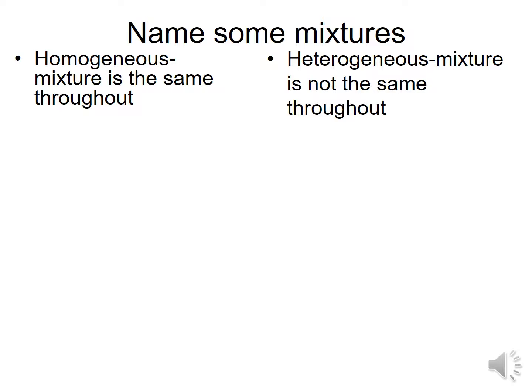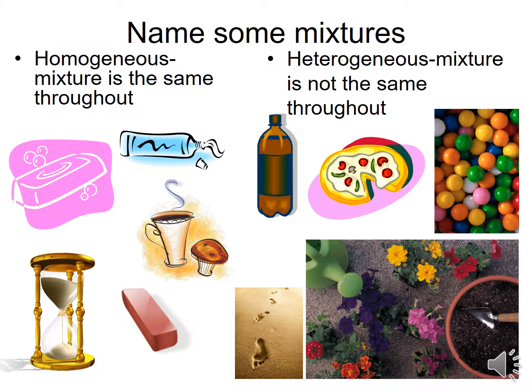So if we look at some examples of mixtures, homogeneous mixtures are the same throughout and heterogeneous mixtures are not the same throughout. So typically, if we think of a bar of soap, probably in most cases we're looking at a homogeneous mixture, although certain brands of soap do have color stripes in them. If you think of, say, Irish Spring or Coast soap, maybe you can see the greenish stripes or the bluish stripes. That would indicate that it's not homogeneous.